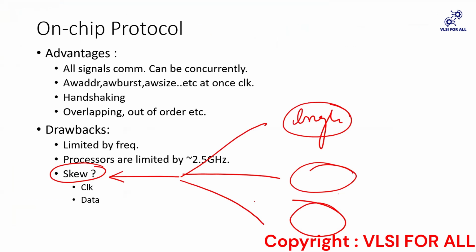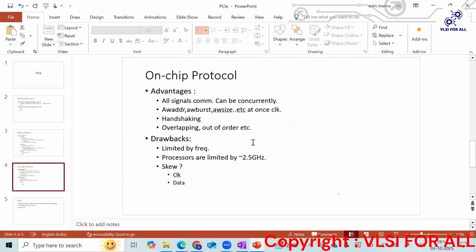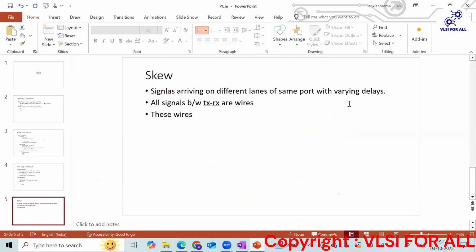So what is the correct word here? We will just say it's a delay. डिले का एक रीजन लेंथ हो सकता है, और भी रीजन्स हो सकते हैं. ओके, so when can we say it's a skew? If there is a delay introduced in different wires, that's all.